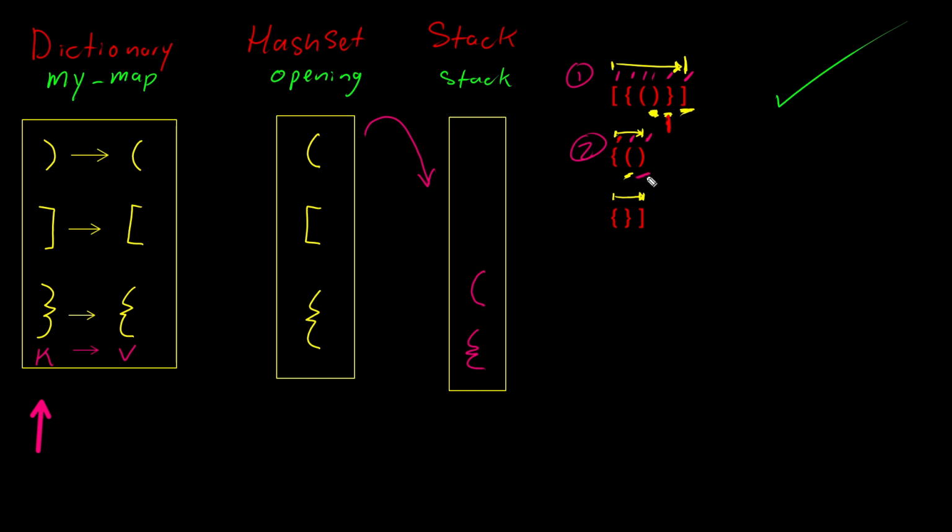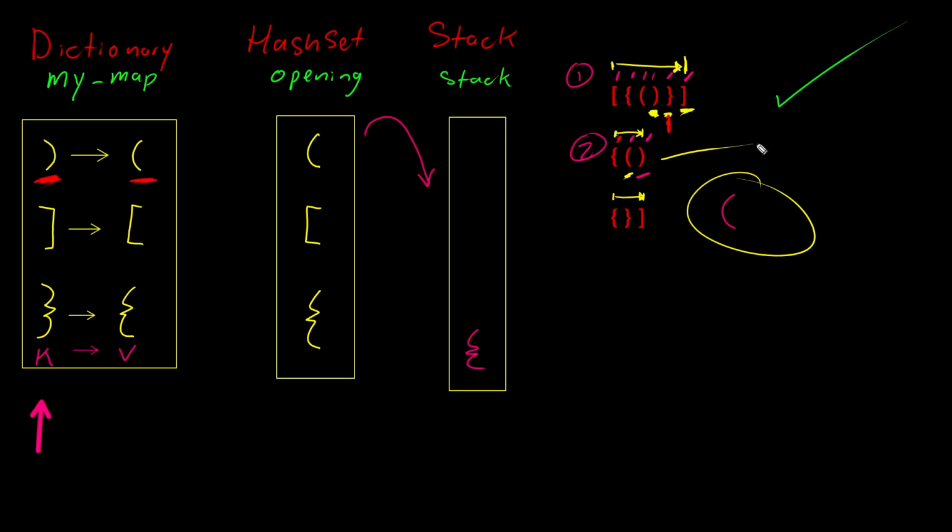Now we're here, at the very last character. What do we do now? Well, first things first, we pop off the stack. We pop this off the stack, and we say, for the current character that I'm on, did I pop off the correct corresponding character? We look here. Yes, we did. So far, so good.